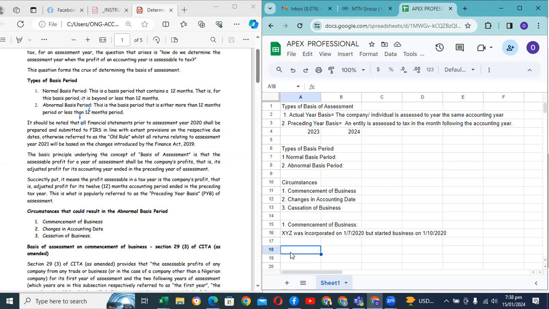So now the question is, what do you do in the case of commencement? Commencement covers for only 3 years, the first 3 years of starting operations. So what are the first 3 years? Year one, the year in which the business commences operation, the rule is from the date of commencement.